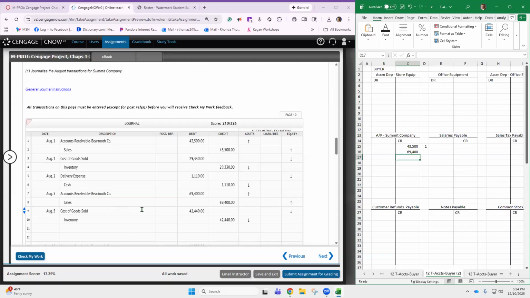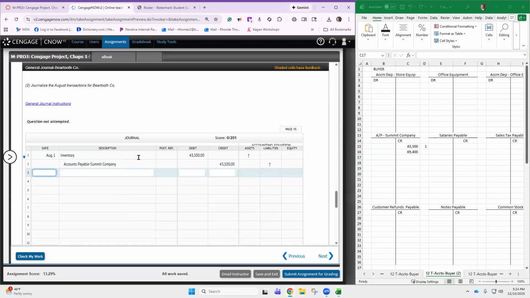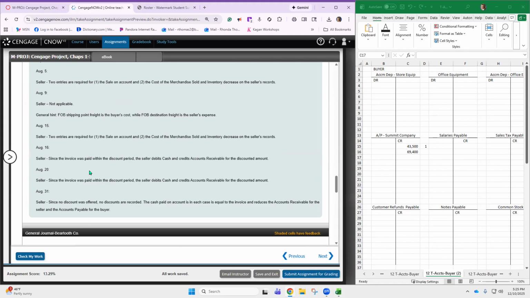69,400 for August 5th. So scroll down to the buyer's general journal. And this is August 5th for another sale. So we can basically follow what we did there, but it's just a different amount. $69,400 and accounts payable Summit. See what I mean by the buyer's entries are a little more simple, right? Yep. Okay, so there's August 5th.